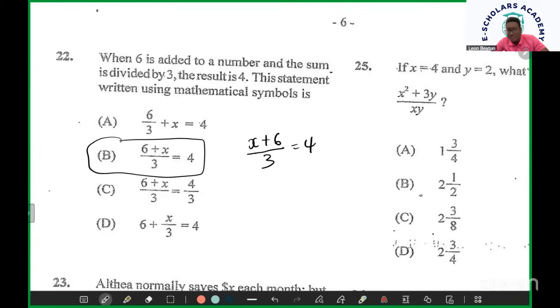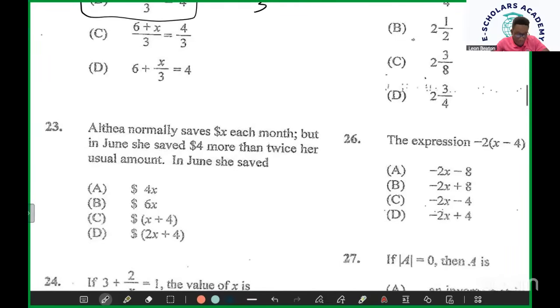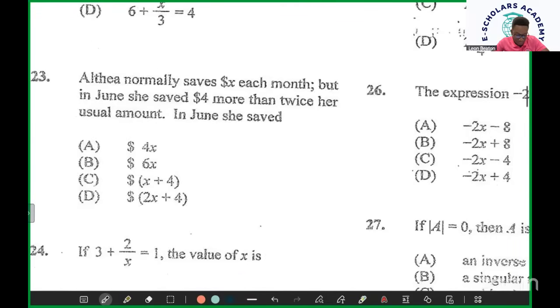All right, we're looking good. We did this one just now. Althea normally saves $X each month, but in June she saved $4 more than twice. All right, so this one's $4 more. Just now they asked us $4 less. So in June she saved $4 more than twice our usual amount. So twice our usual amount would be 2X, plus 4. So this is going to be D.